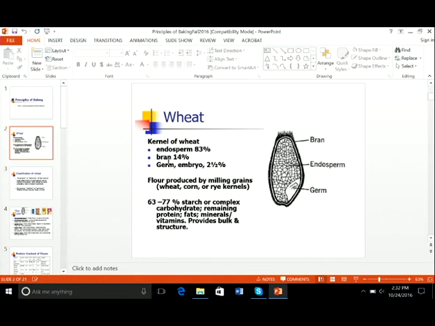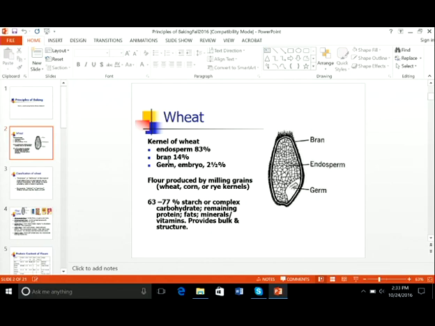First of all, we need to talk about the wheat kernel. The wheat kernel is what gives us the flour, whether it's all-purpose flour, bread flour, and cake flour, whatever that you work with. So this is the kernel of the wheat, if you take a look. And right in the middle is what we call the endosperm. The endosperm is the starchy part.